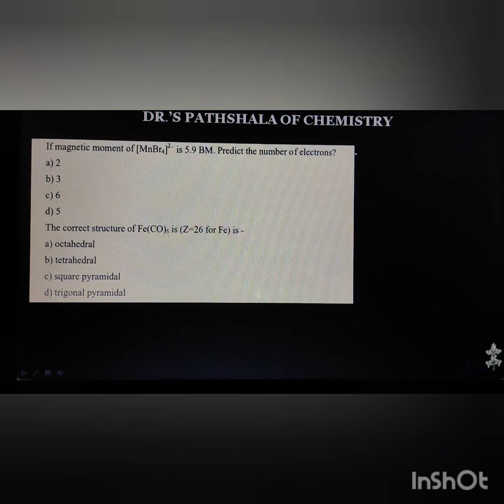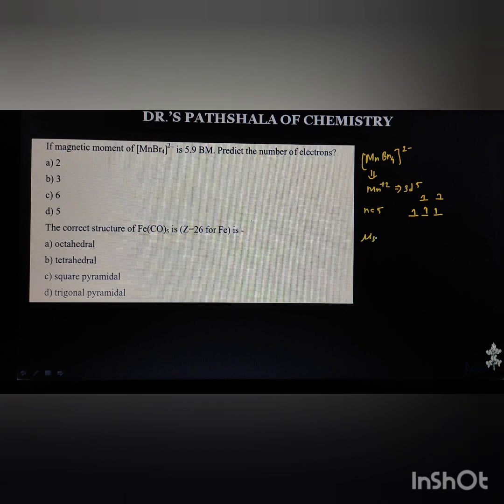Now, if the magnetic moment of [MnBr4] 2 minus is 5.9 BM, predict the number of unpaired electrons. How to find the number of electrons? First of all, we have to calculate for [MnBr4] 2 minus that the oxidation state of Mn is +2, and it is 3d5. So 3d5 and its magnetic moment is 5.9. So the number of unpaired electrons must be n equal to 5.